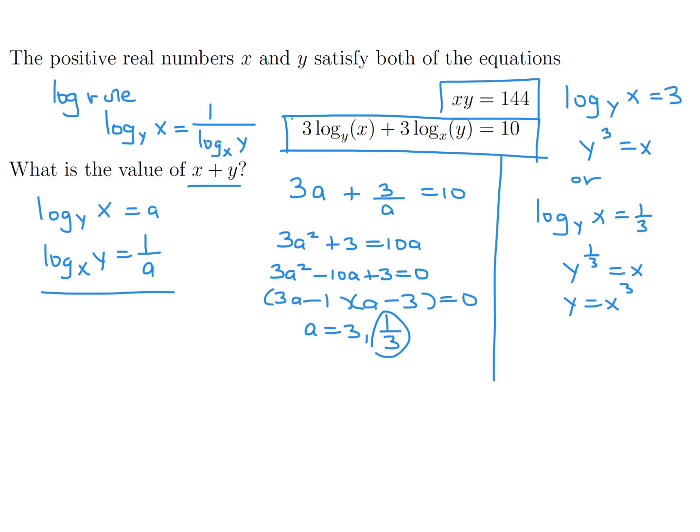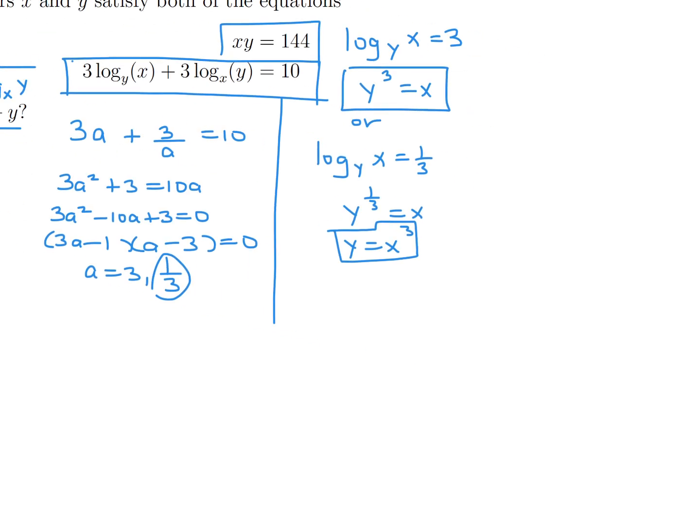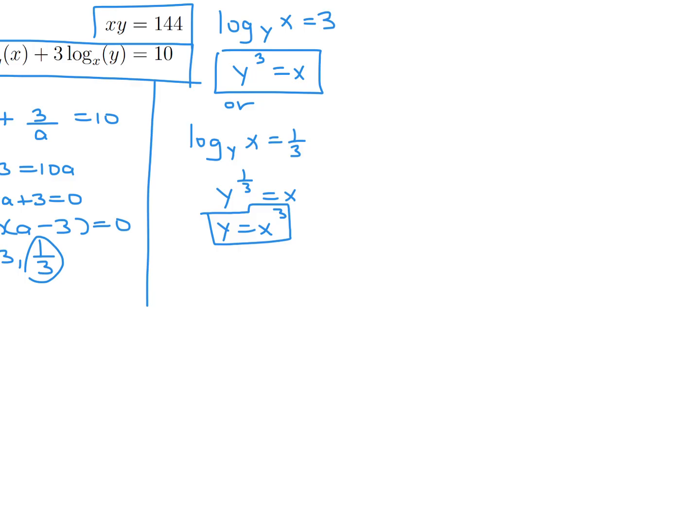Either way, I think you'll get the same answer because it says the value. You can use this or you can use this, and you'll see that the answer is the same. I'm just going to do one. Well, I can do both. It doesn't really matter. So now let's turn our attention to that equation: xy is 144. Okay? So I'll do both. First let's start with this one.